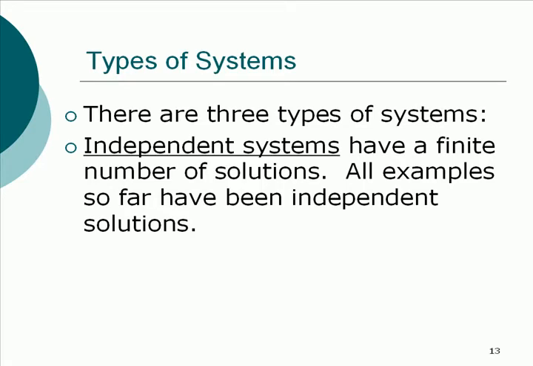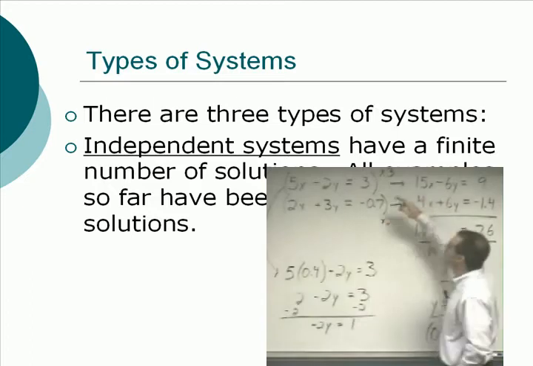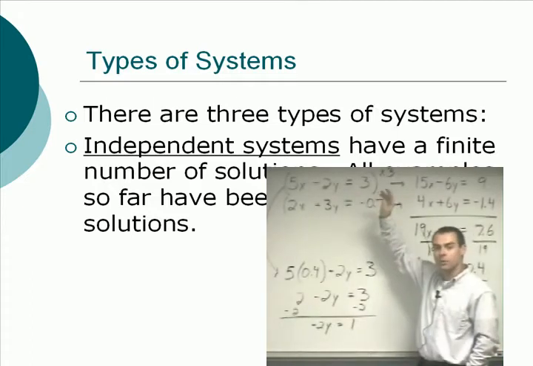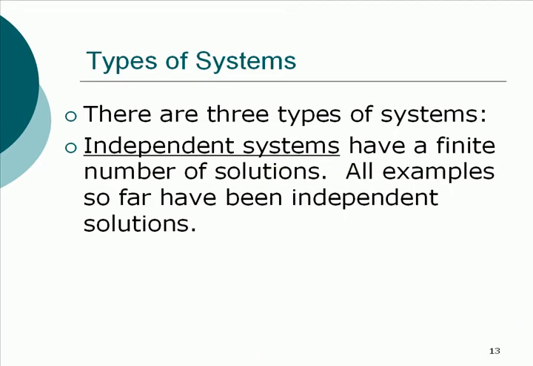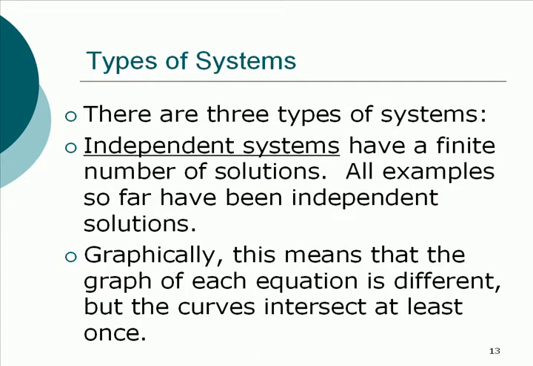These were independent systems. All the ones that we've done so far have been independent. Key word being independent, meaning that these 2 equations were independent. That is to say they were different. They had different information in them. If you have an independent system, that means you have a solution. And graphically, it means that each equation is different, but that they cross somewhere. Long story short, an independent system has a finite number of solutions. It could have 1 or 2 or 4.